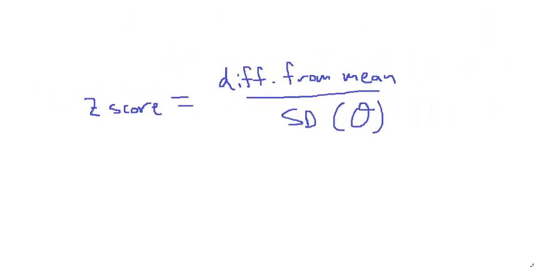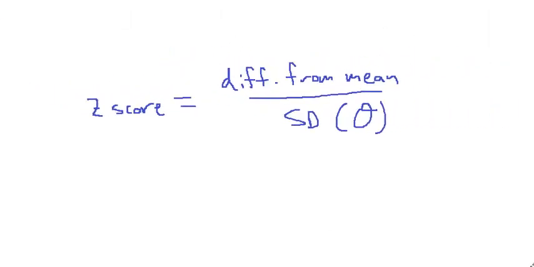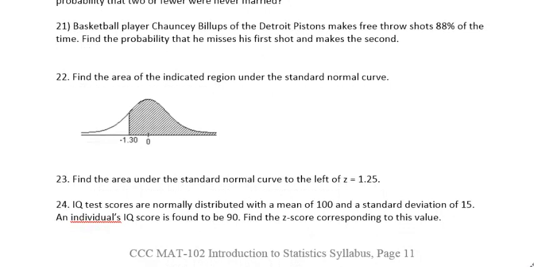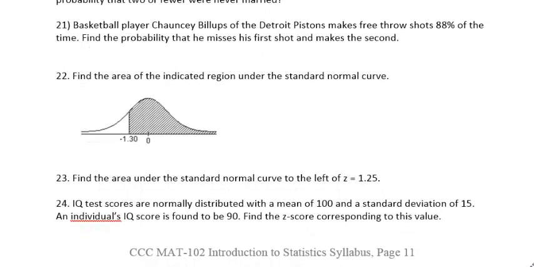Here it is. The z-score is the difference from the mean divided by the standard deviation, or the sigma. Sometimes you'll have to find the z-score using the chart if you're not given the difference from the mean and the standard deviation. But over here they actually give it to you.